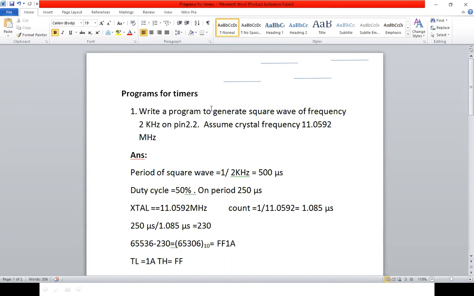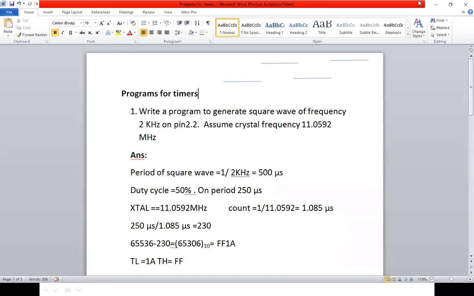Write a program to generate a square wave of frequency 2 kilohertz on pin 2.2. Assume that the crystal frequency is 11.0592 MHz. First we have to calculate the period of 2 kilohertz. So 1 upon 2 kilohertz is 500 microseconds.